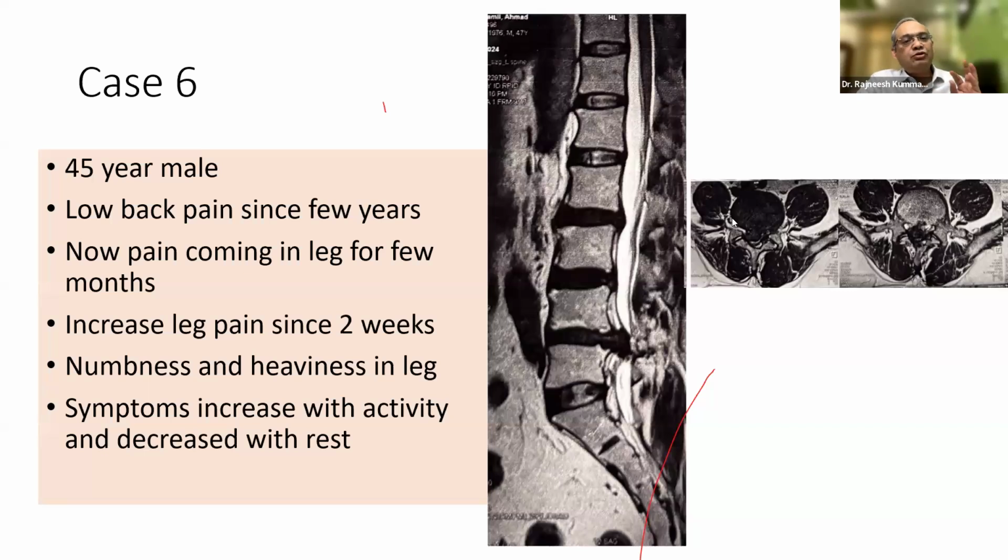So till that time, you need to just treat it like a low back pain. Suppose the patient is having pain, give him painkillers. If the patient is having more muscle spasms, you can give a muscle relaxant. If the patient is having more neurogenic pain, give those medications and start exercises and physiotherapy.